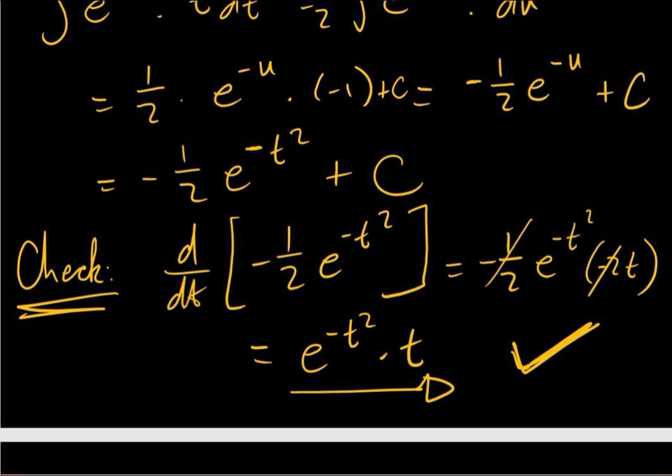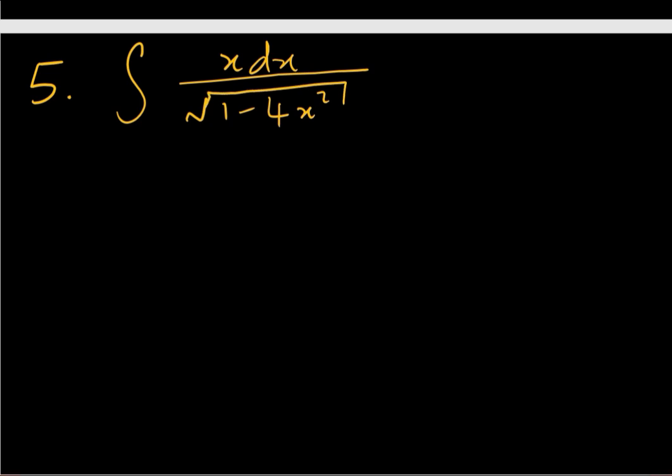So now we can go on to question 5. So question 5 is the integral of x dx over the square root of 1 minus 4x squared. So what are we going to do? What are we going to choose to substitute in here? So I think we'll probably just take the guy that's inside the square root. So let u equal 1 minus 4x squared.